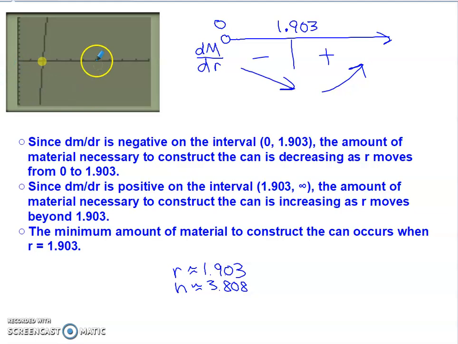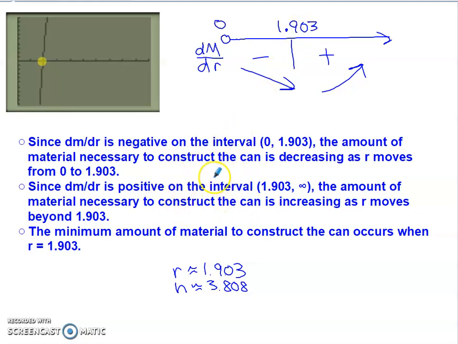Now if you look, this is a graph of dm dr. This graph is negative to the left of 1.903. This graph is positive to the right. What does that mean? Well, that means that the amount of material necessary to build this can is going to decrease as r ranges from 0 to 1.903, and then the amount of material to build this can is going to increase as r moves past 1.903.